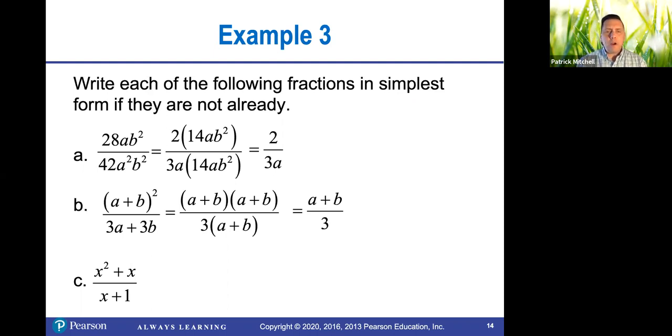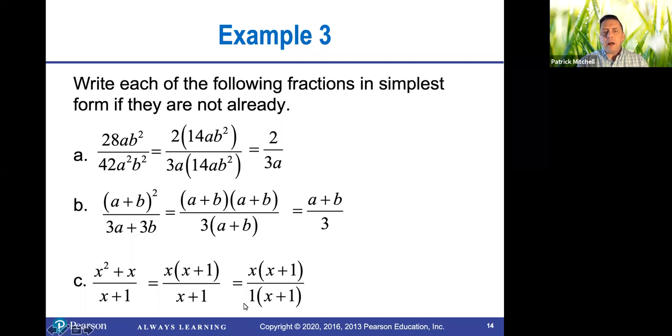Next, we have x squared plus x over x plus 1. The numerator has a common factor x, which I will take out. And that leaves me with x times x plus 1 over x plus 1. So we have our common factor is x plus 1. A lot of people will find it helpful to put a 1 next to this x plus 1. And then I can see that when I remove that x plus 1, I'm left with x over 1, which of course is the same thing as x.